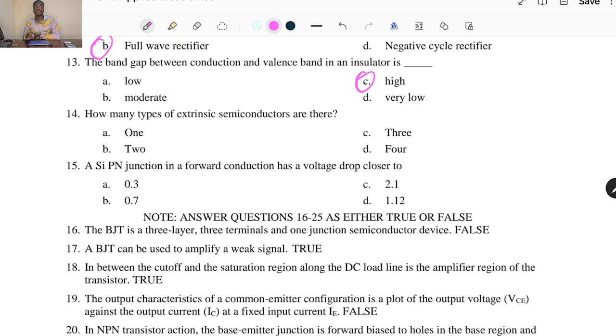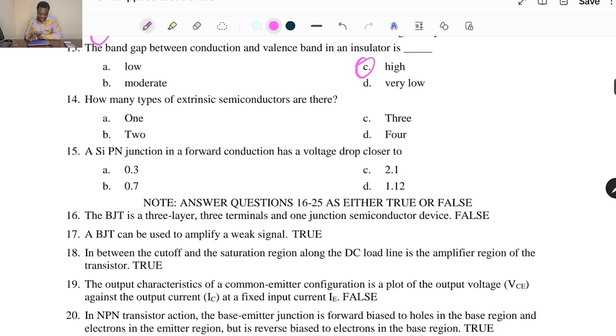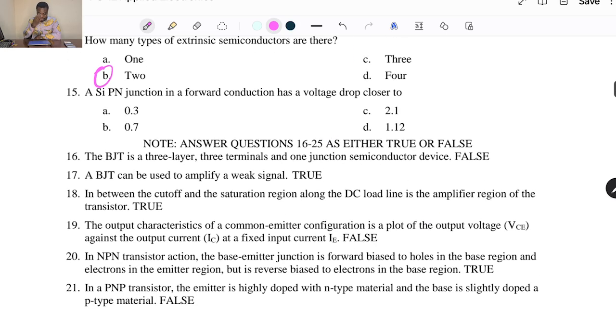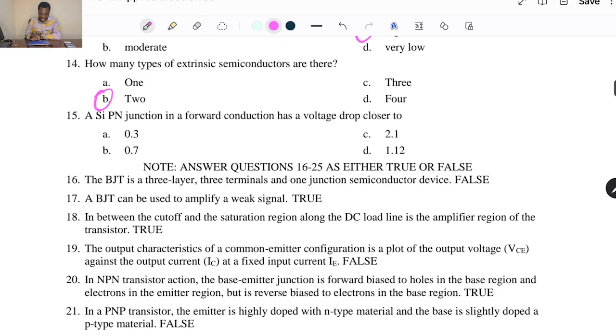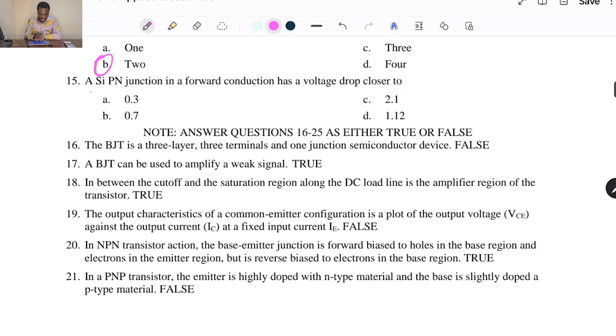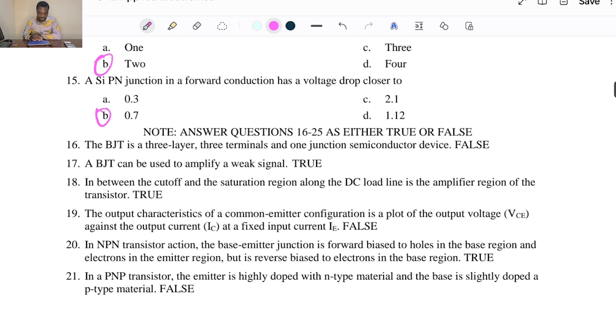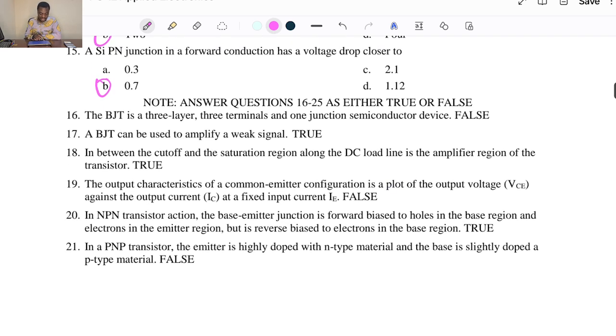Now question 14, how many types of extrinsic semiconductors are there? Again, this one too is a repeated past question. The answer is 2. We have N-type semiconductor and P-type. Question 15, a silicon p-n junction in forward conduction has a voltage drop of 0.7. The voltage drop is the same as the barrier potential of a silicon p-n junction, which is 0.7.